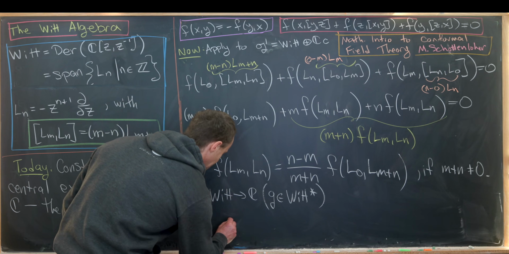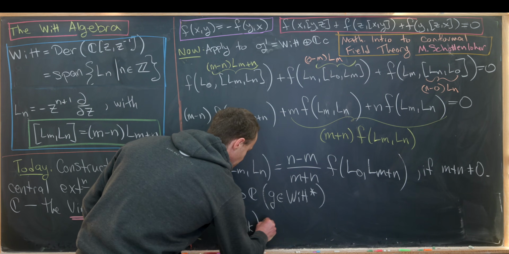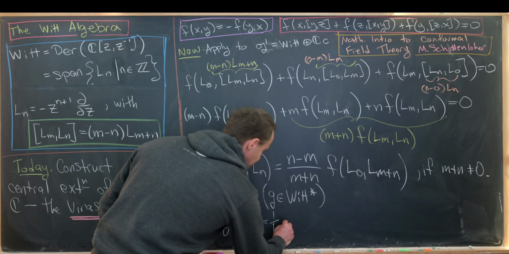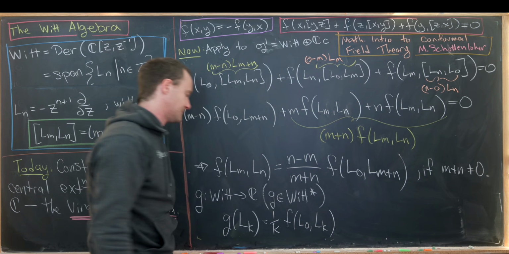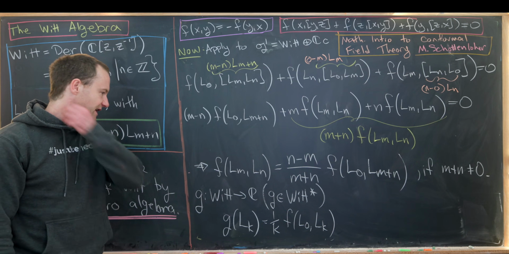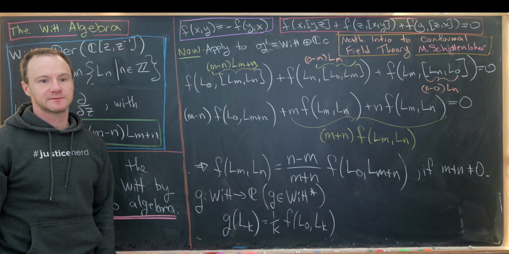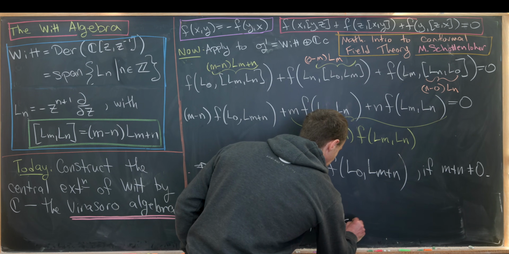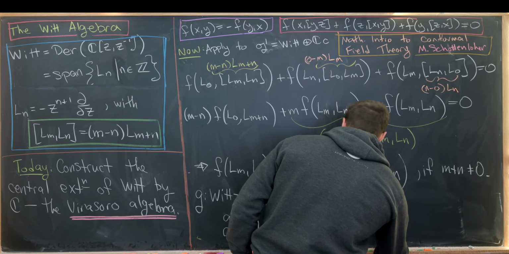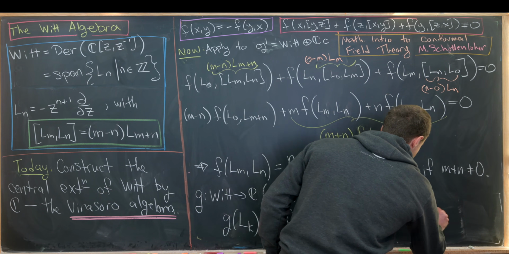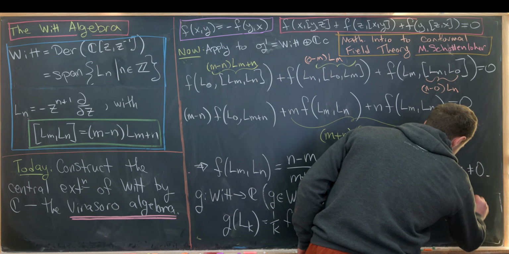Okay, and then how is this defined? This is defined so that g of Lk is equal to 1 over k times f of L0, Lk. Like I said, this looks like it comes out of nowhere, but it works really nicely. And a lot of these things kind of have tricks. This is only when k is not equal to 0, because clearly we can't divide by 0. And then if k is equal to 0, we have g of L0, which will be defined to be minus half times f of L1, L minus 1.